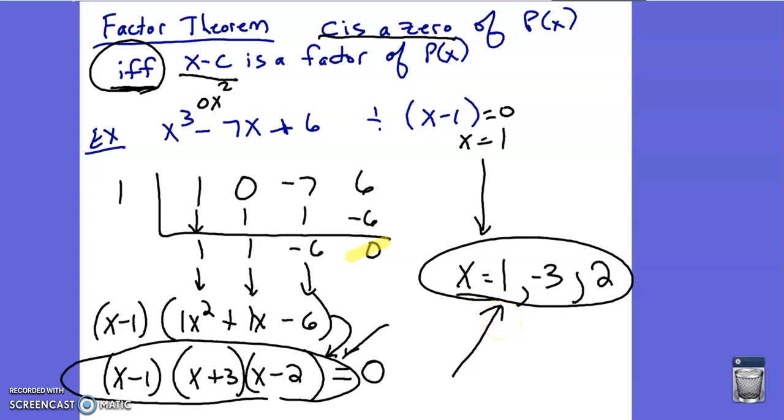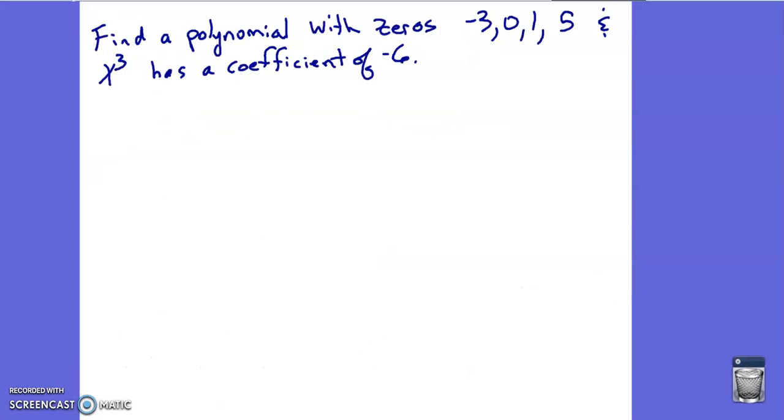All right, and then finally, let's look at the last example. It's like an extension problem from what I just went over. So here it says find a polynomial with zeros -3, 0, 1, and 5. So here, I'm not giving you the polynomial, but I'm giving you the zeros. Well, we know if -3 is a 0, that means the factor is x plus 3.